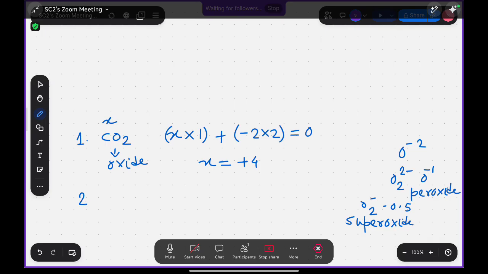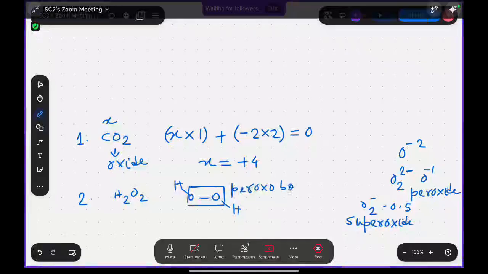Now let's choose another example. Suppose I want to calculate the oxidation state of oxygen in hydrogen peroxide, H2O2 is the molecular formula of hydrogen peroxide. The structure is somewhat like this: O-O, each oxygen bonded to one hydrogen atom. Whenever you find this kind of O-O single bond, remember that it is called a peroxo bond.